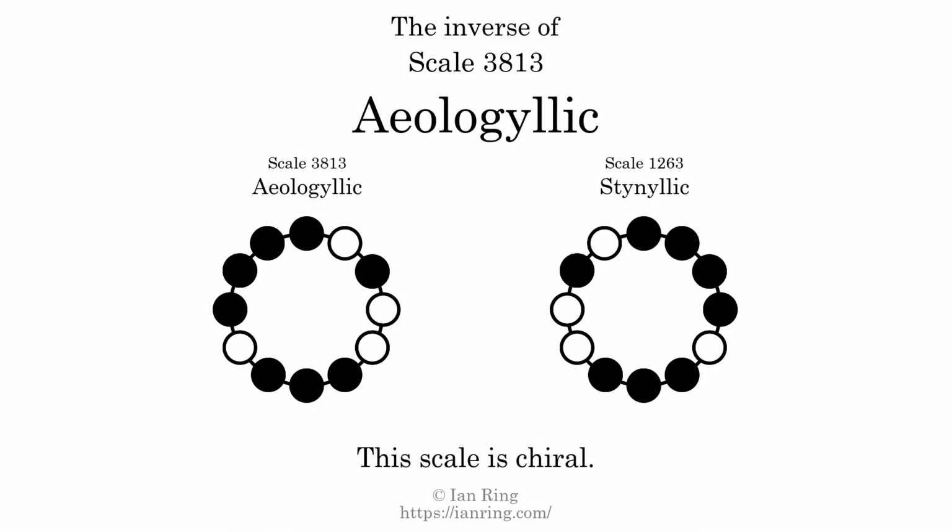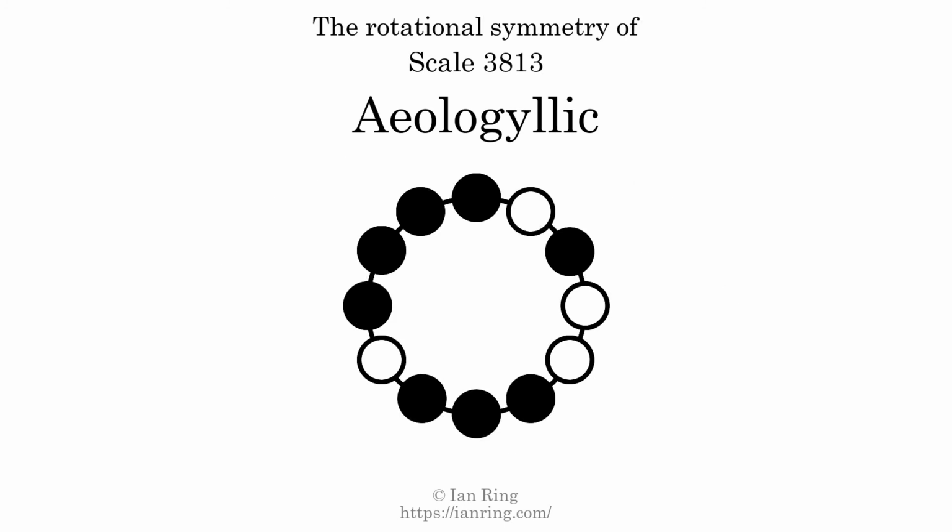The inverse of a scale is a mirror image. It is what you get when the sequence of intervals is reversed. The inverse of this scale is scale 1263, also known as Aeolyllic. This scale is chiral. It cannot transform into its inverse by rotational transformation. This scale has no rotational symmetry.